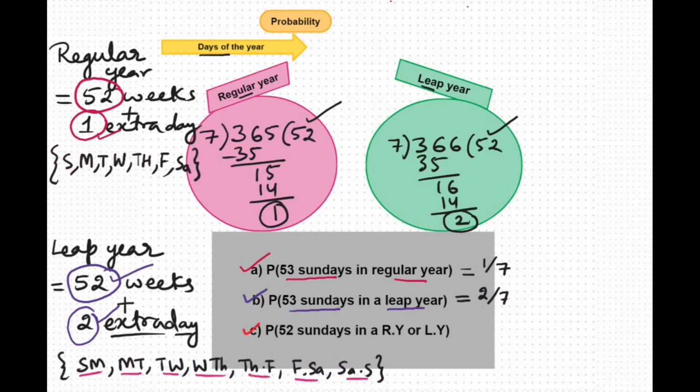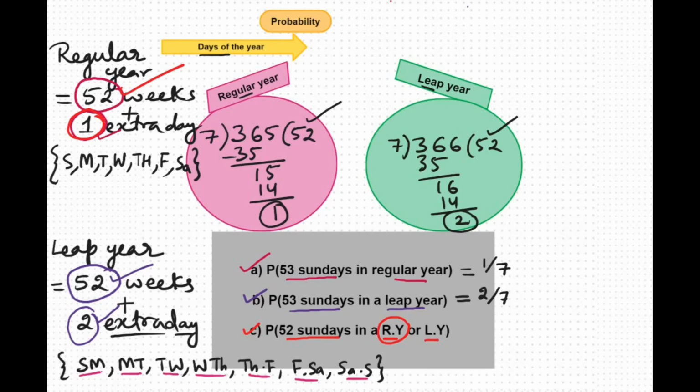Now coming to the third question. What is the probability of having 52 Sundays in a regular year as well as a leap year? So first let us answer for a regular year. What is the probability of having 52 Sundays? Now remember that in a regular year there are 52 weeks. So 52 weeks will give us 52 Sundays. Now we have to see that that extra day should not be a Sunday for getting 52 Sundays in a regular year.